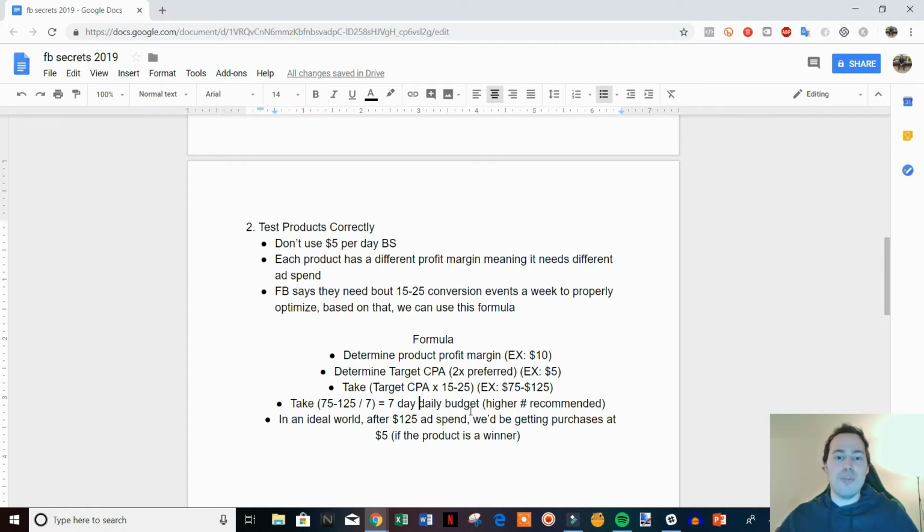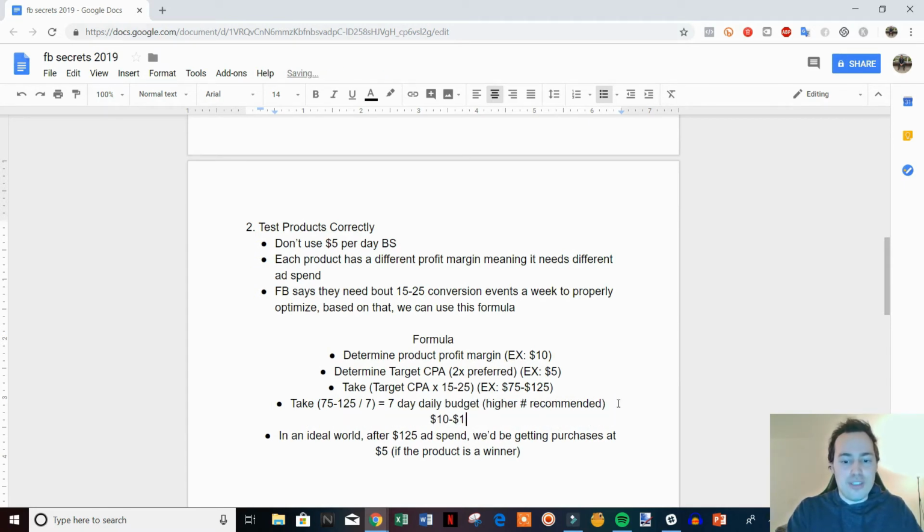So that would be our optimal range for our daily budget, from $10 to $18. Now it's recommended that you go with the higher end of that range, that way you give Facebook the maximum amount of time to go out there and optimize the ad. So in an ideal world, after $125 worth of ad spend, at that point we'd be getting purchases at $5 if the product is a winner.